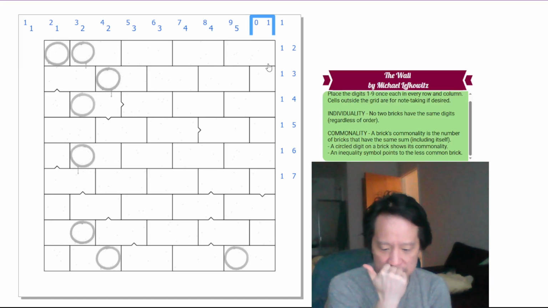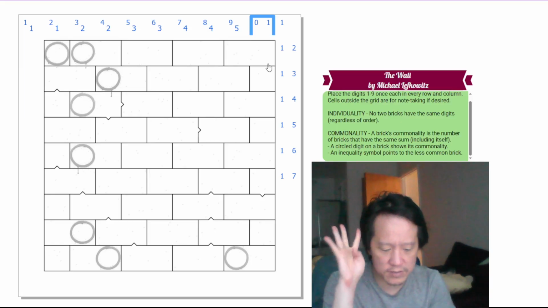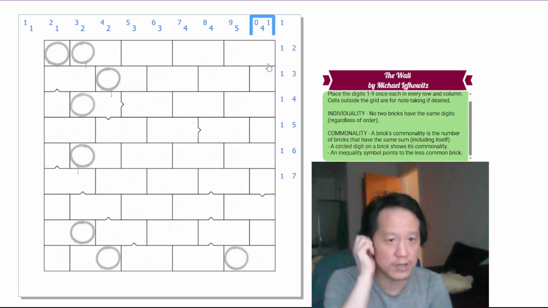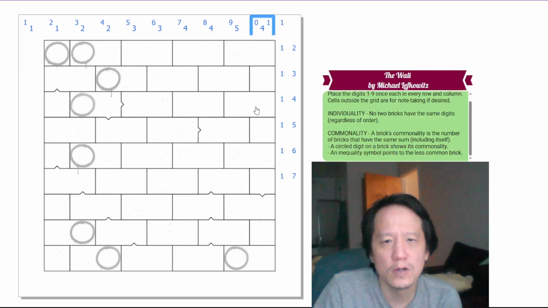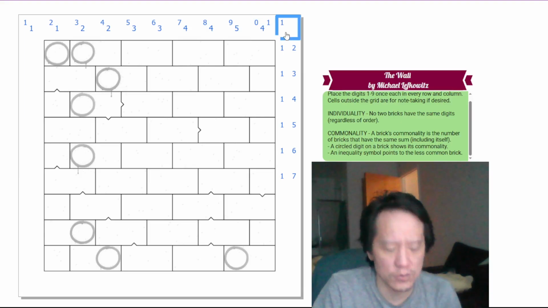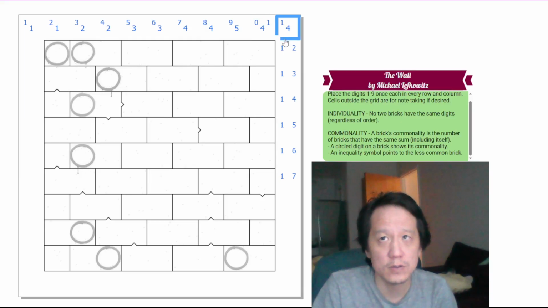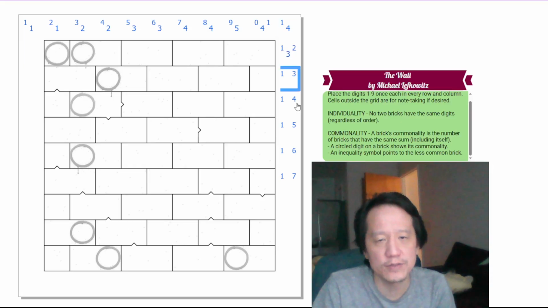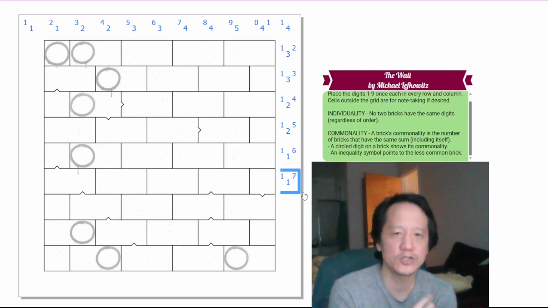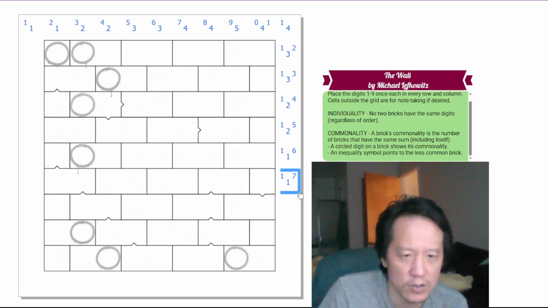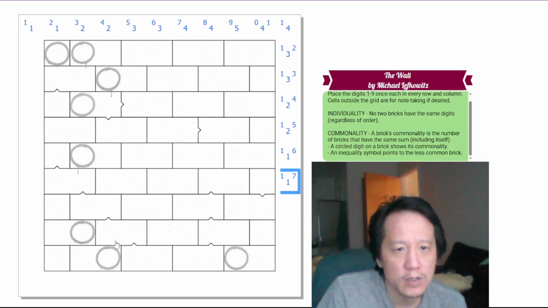10 is interesting. It only has 4 because it doesn't have a single-digit brick. 11 only has 4. 12 has 3. 13 has 3. 14 has 2. 15 has 2. 16 and 17 both have 1. Interesting. So this has less commonality than this, which has less commonality than this, which has less commonality than that.